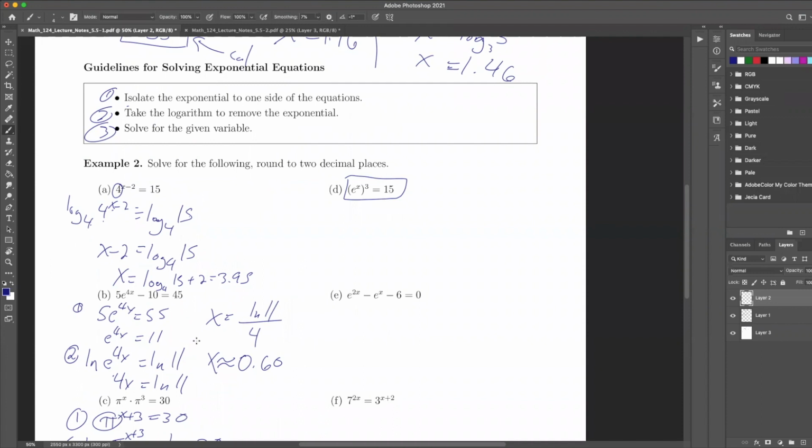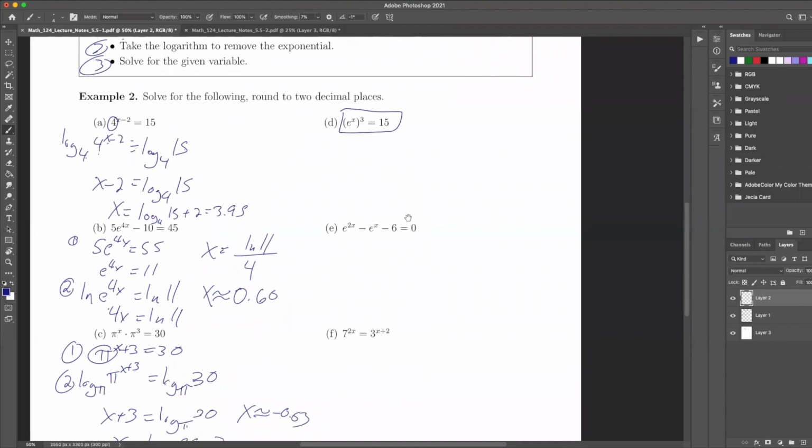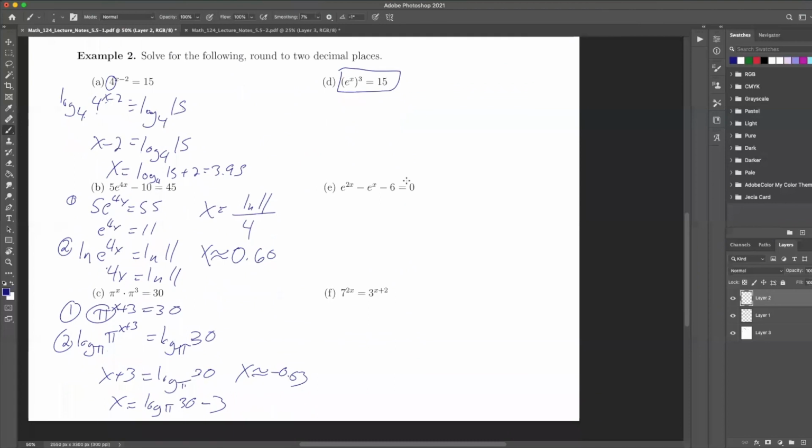Oh, can I CC? Sure, I can. Let me move it so you can see stuff. There you go.